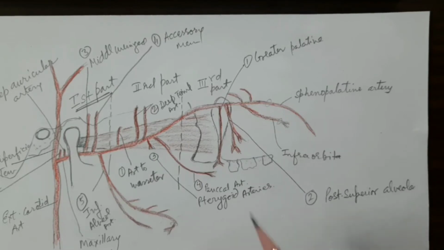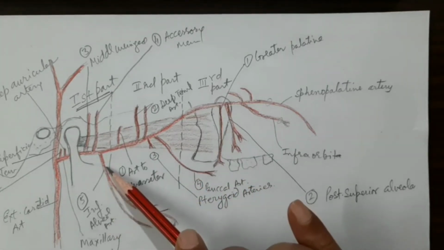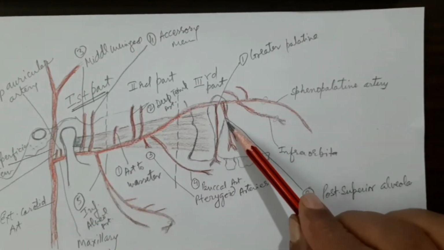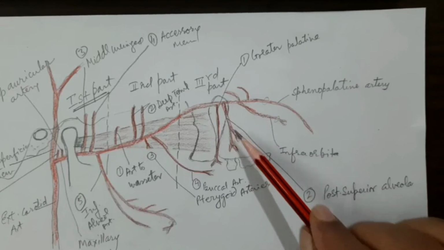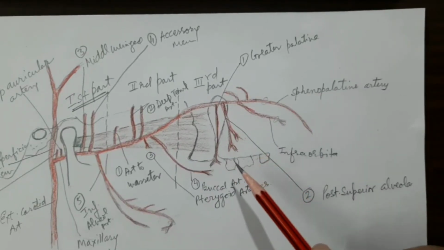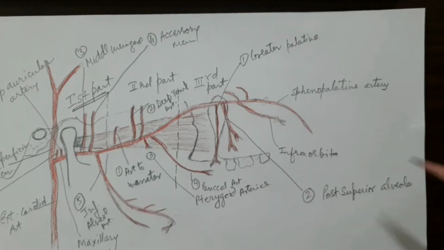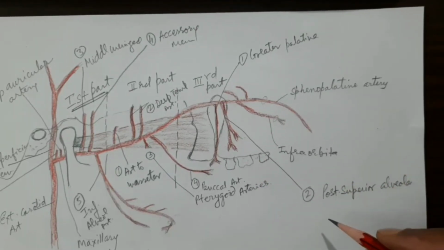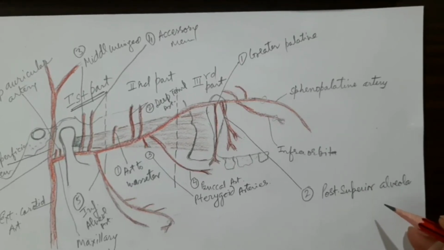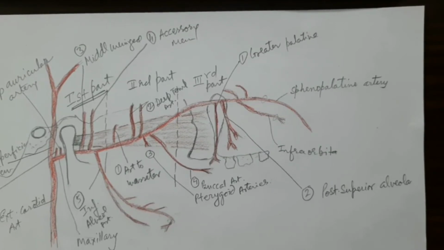Alveolar. Here we had the inferior alveolar, the fifth branch from the first part. This branch is the superior alveolar because it supplies the alveolar process and the teeth of the maxilla, that is, the upper jaw. That's why it is called superior. It will supply the molar and premolar teeth.